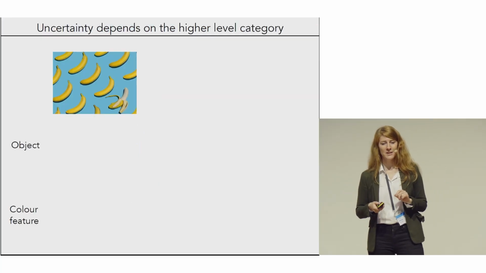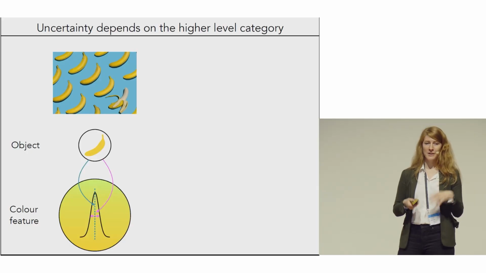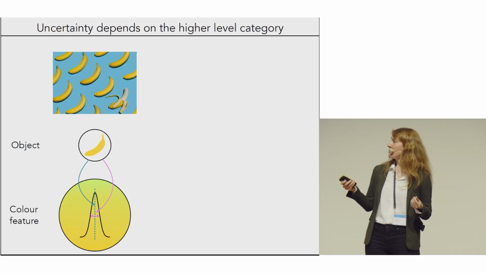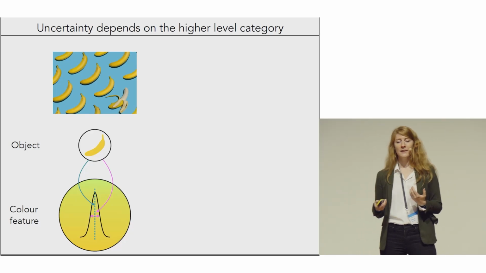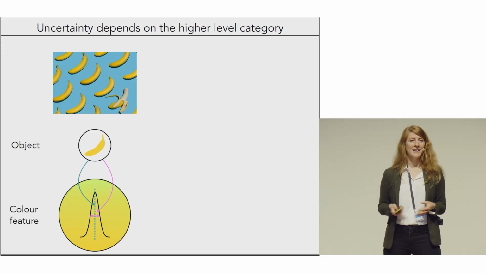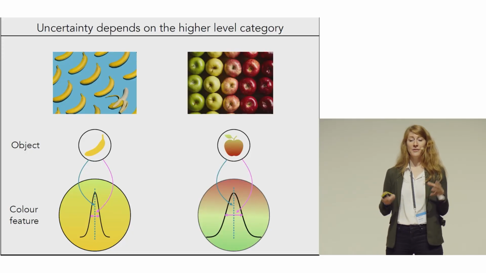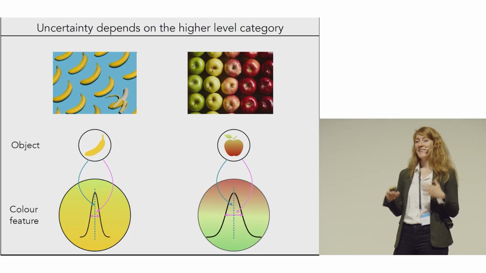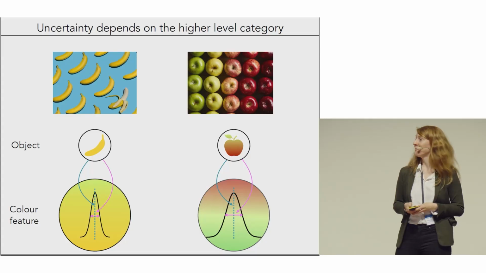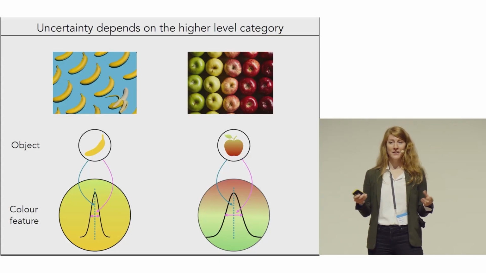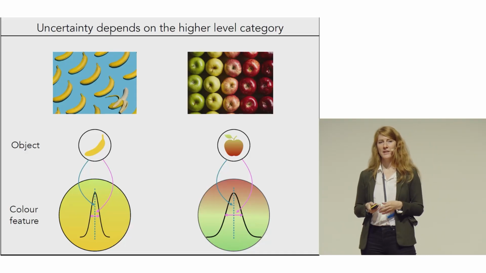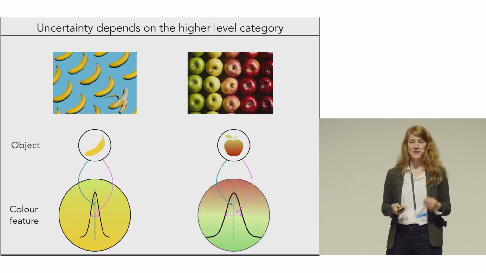But to make this more obvious, let me give you an example. If our current representation is a banana, then the color feature is predicted to be yellow in the lower level, and this higher level can be quite confident about its predictions because bananas are usually yellow. However, if the current representation is an apple, then the higher level cannot be so confident because apples can appear in very different colors. So here we see that the variability on the level can depend on the higher level category, so it makes sense that the higher level can also predict the variability or uncertainty on the lower level.